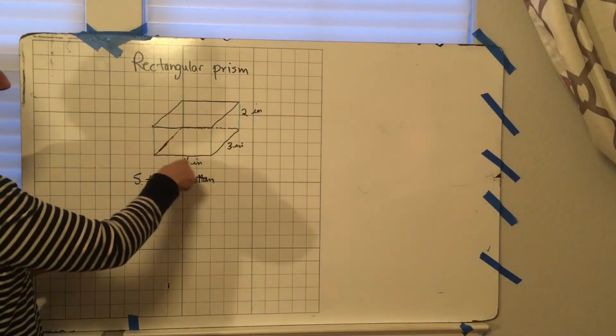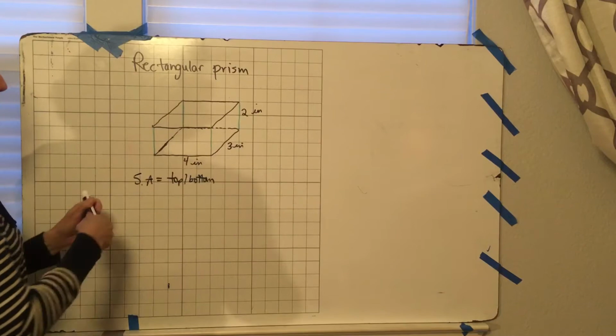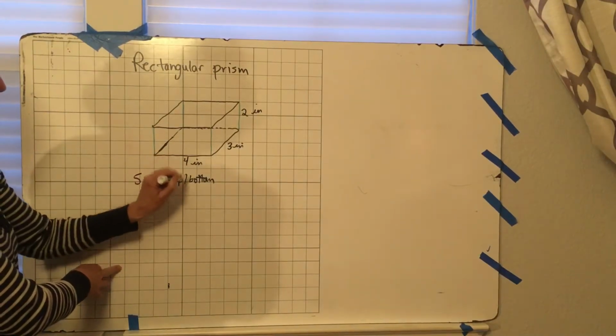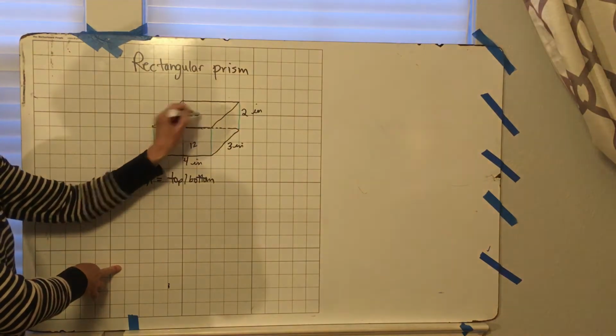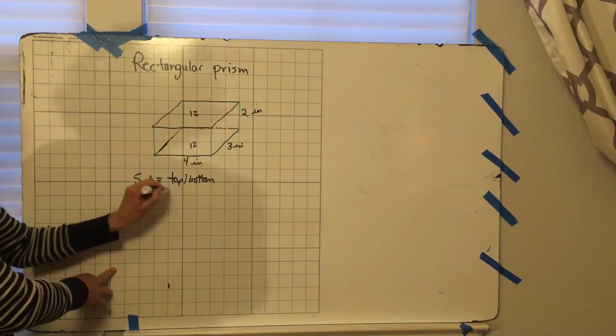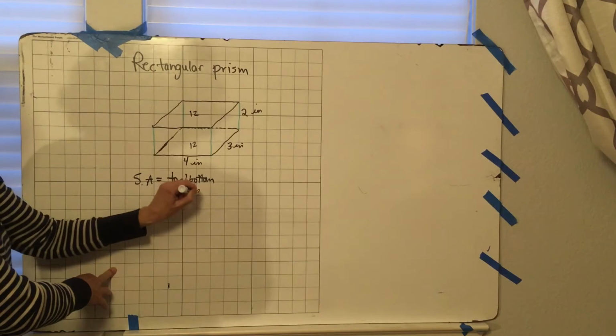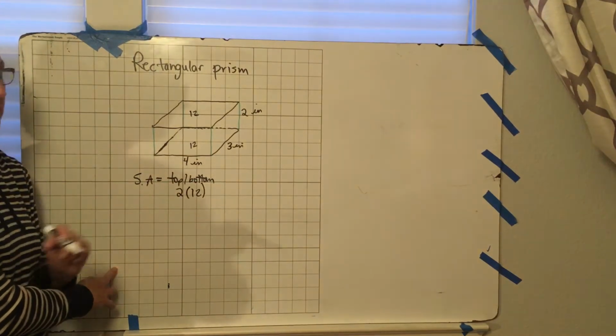So the bottom right here is 4 inches by 3 inches. So the bottom has a surface area of 12, 3 times 4. The top also has a surface area of 12. So the top and the bottom, there are 2 that are 12.